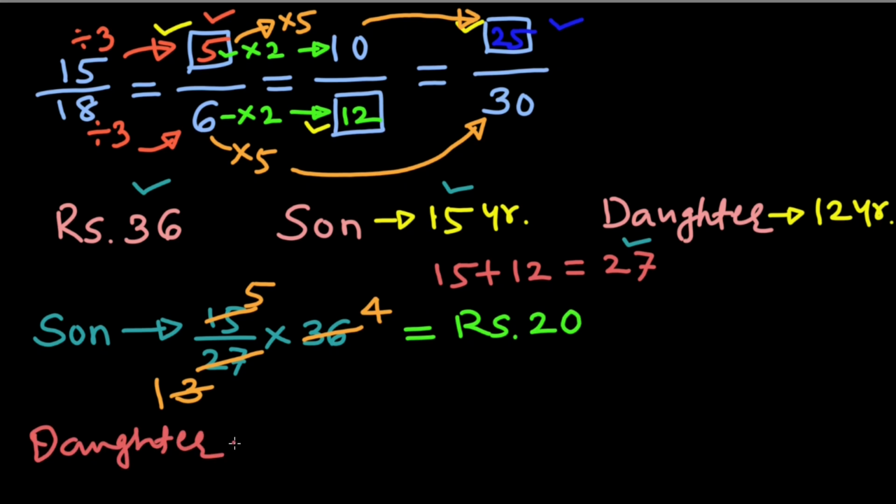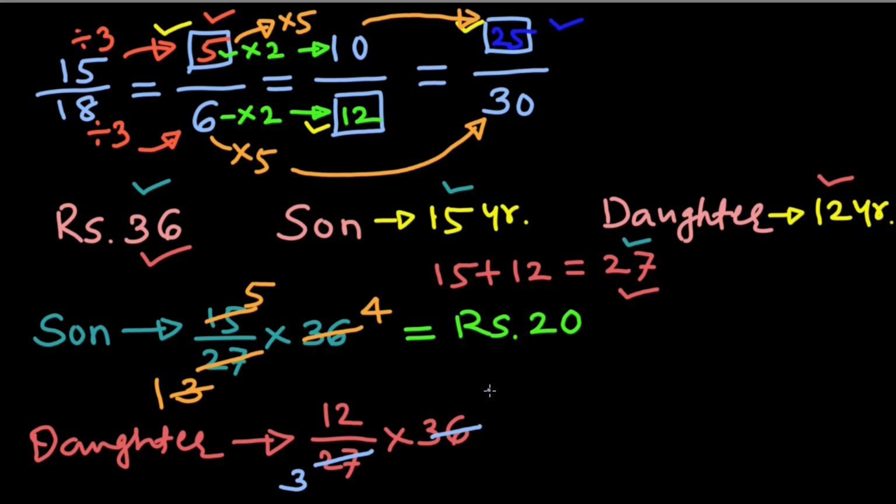Daughter will get 12 divided by 27 multiplied by 36. So again 9 threes are 27, 9 fours are 36, 3 ones are 3, 3 fours are 12. Daughter will get rupees 16. 20 plus 16 will be 36. So this is how mother will divide rupees 36 between her son and daughter.